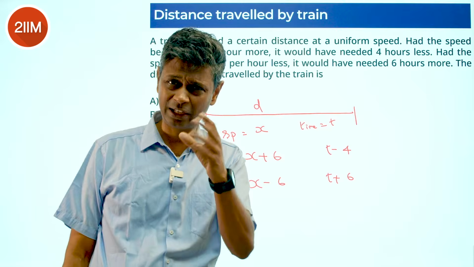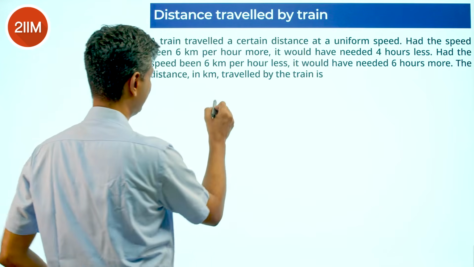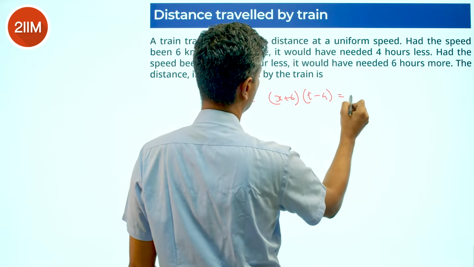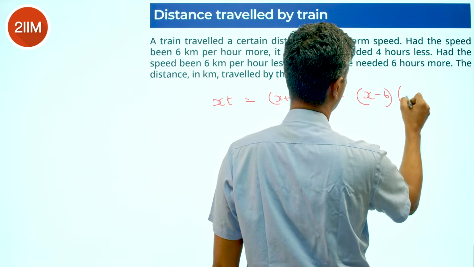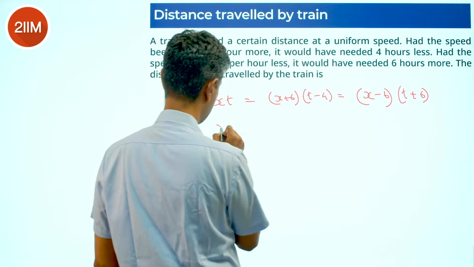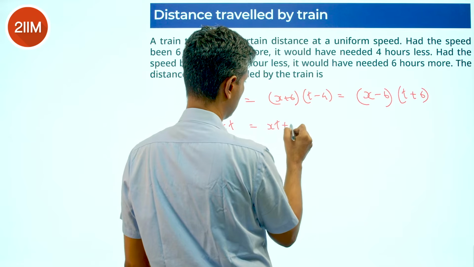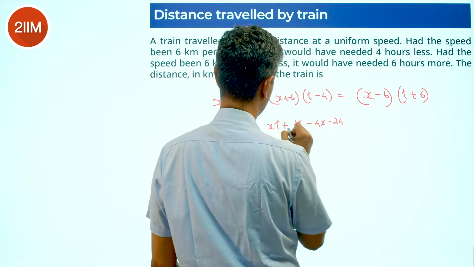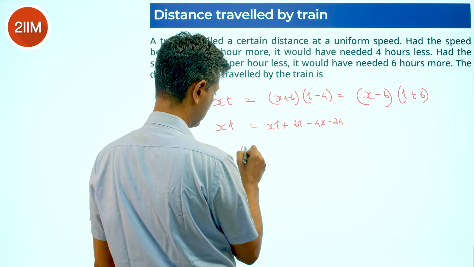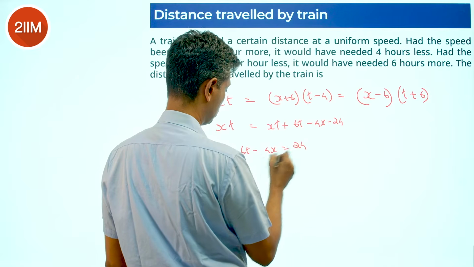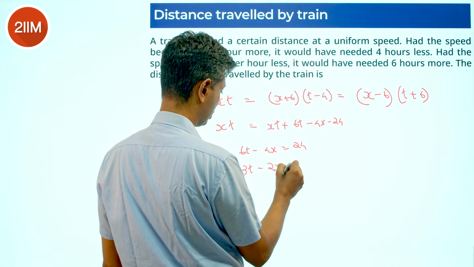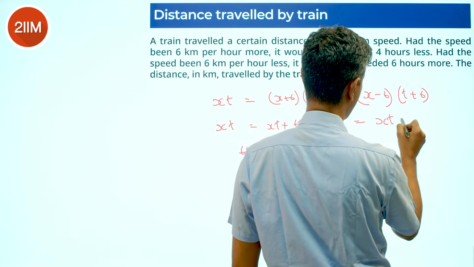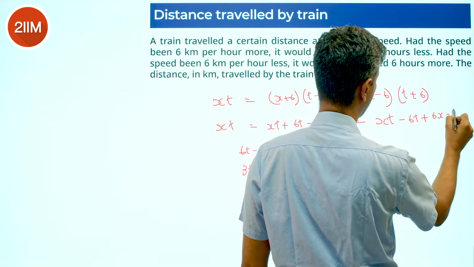A very template question. What are we going to do? We're going to say, x into t equals x plus 6 into t minus 4 equals x minus 6 into t plus 6, or xt equals xt plus 6t minus 4x minus 24. Equate these two. 6t minus 4x equals 24. 3t minus 2x equals 12. This is equal to xt minus 6t plus 6x minus 36.